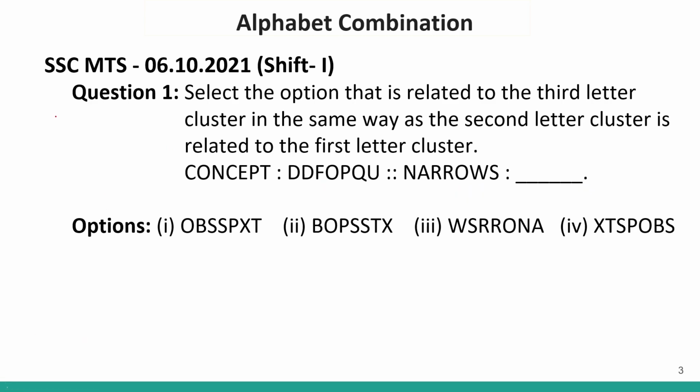The first pair is that CONCEPT has been turned into DDFOPQU. My first step would be to give them forward ranks. C is 3, O is 15, N is 14, C is 3, E is 5, P is 16 and T is 20. If I give them forward ranks for the second cluster, it will be 4, 4, 6, 15, 16, Q is 17 and U is 21. These are my forward ranks. So here I can see +1, here I can see +1, here I can see +1.